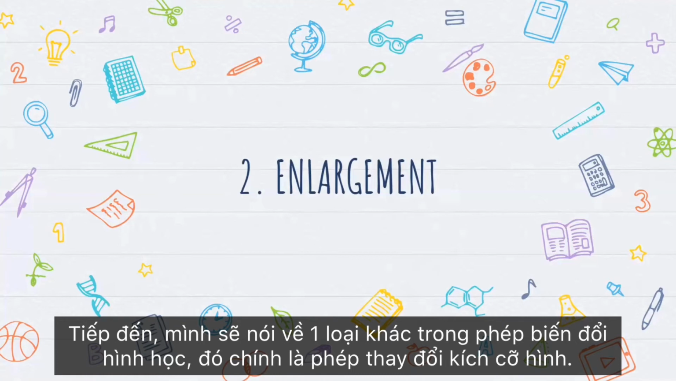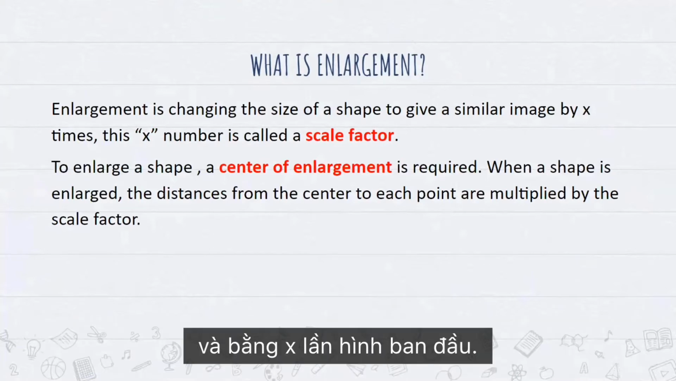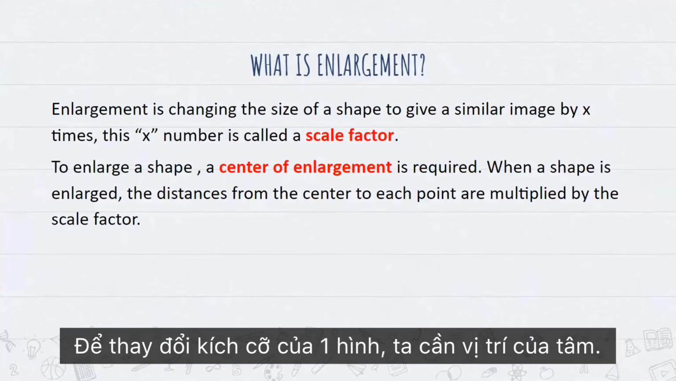So now we're going to talk about another way of transformation, which is enlargement. Defining the term, enlargement is just changing the size of an original shape or diagram to give a similar image by x times. This x number is called a scale factor, and to enlarge a shape, a center of enlargement is required.